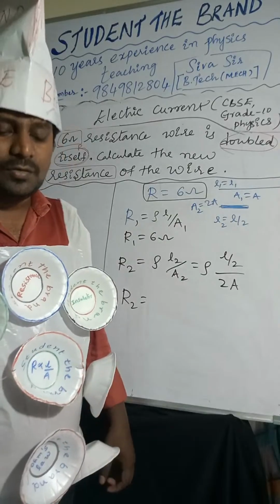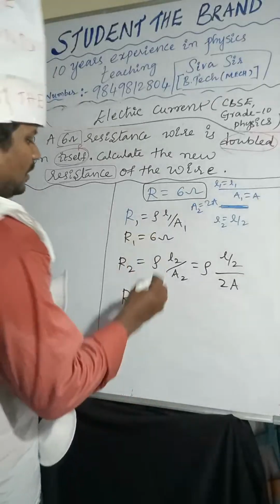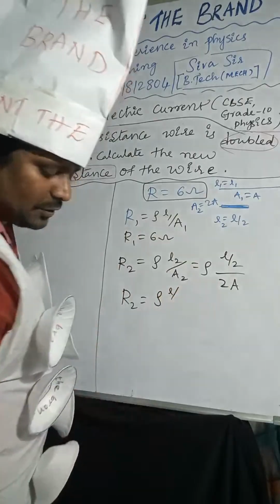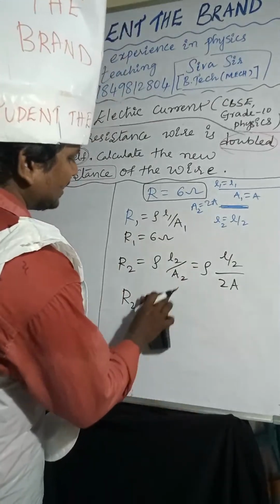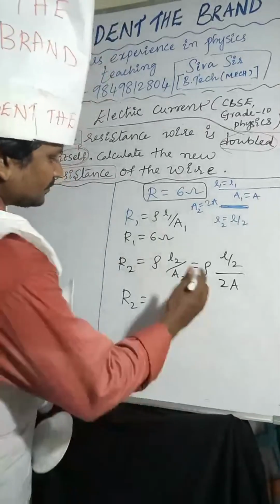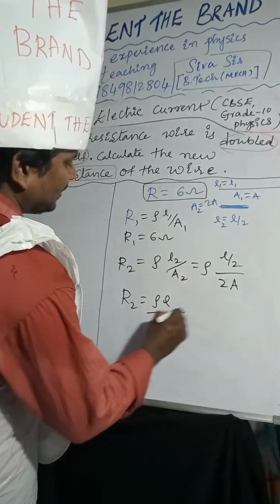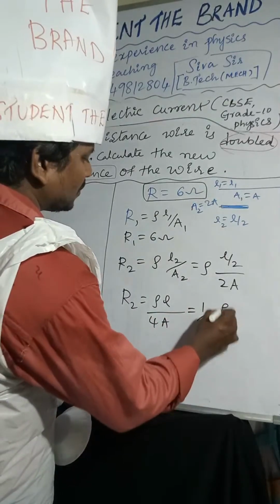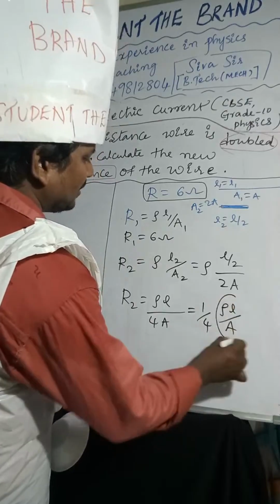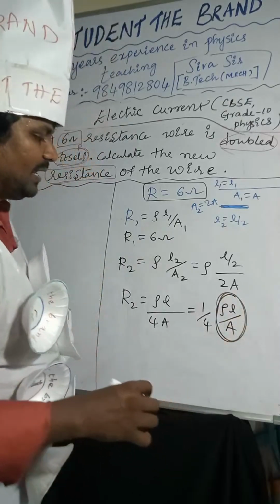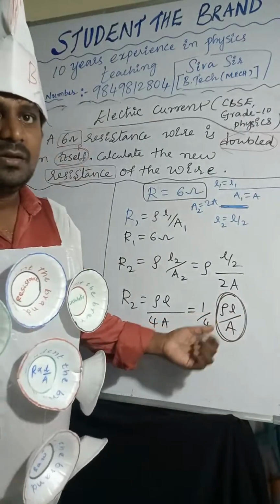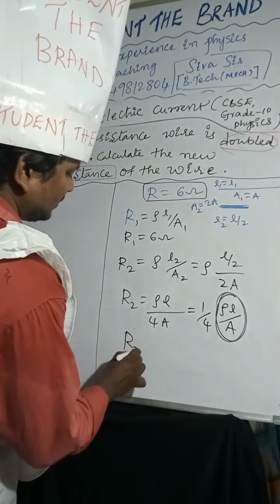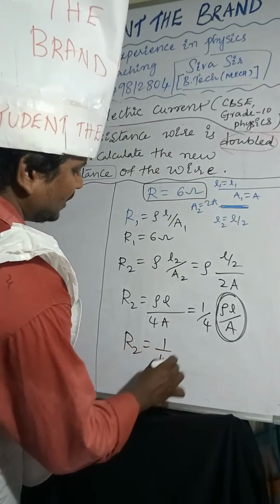Okay, so now we are going to the next one. R2 equal to rho into L2, and L2 is L by 2, so substituted directly. Now you can see R1 equal to rho into L by 4A, so R1 is 1 by 4 times rho L by A. Rho L by A is nothing but R. So R2 equal to 1 by 4 into R1.